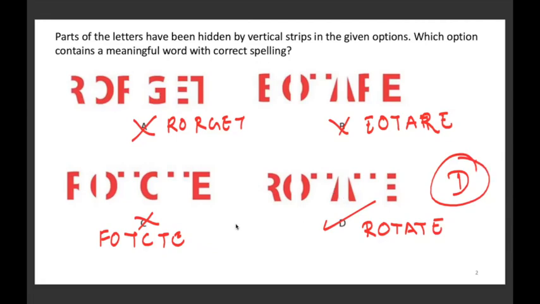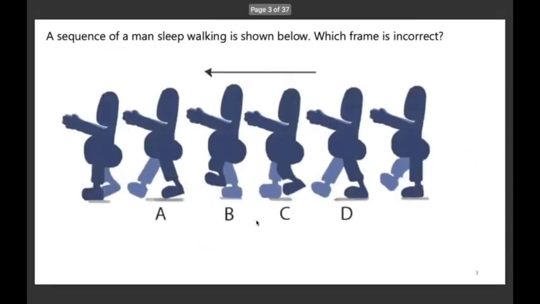Okay, we'll move to the next one. A sequence of a man sleepwalking is shown. Which frame is incorrect? We have to identify the frame that is incorrect. A, B, C or D, which is incorrect.